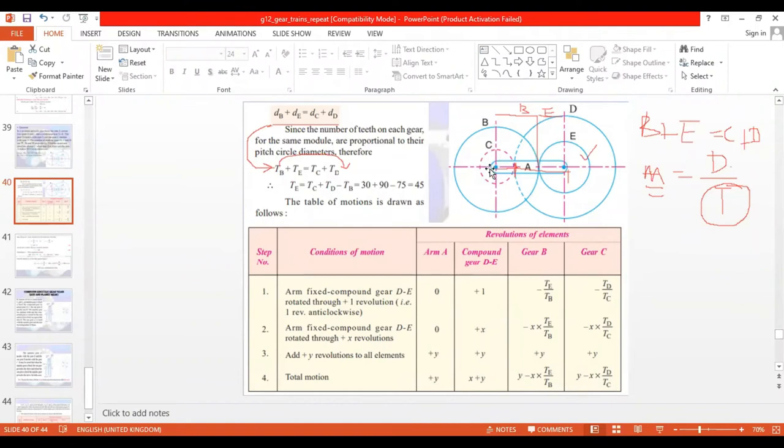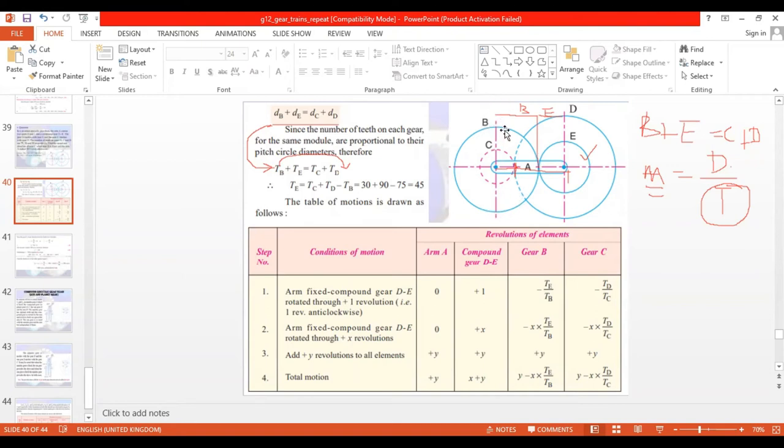So here we have a compound gear, so we will have two columns, one for gear B and the other for gear C. Gears D and E are going to make only one column because this is a compound gear. Whatever N this is making, this is also going to make the same N. So we have to construct two columns for B and C separately. If compound gear DE makes one rotation, how many rotations will B make?